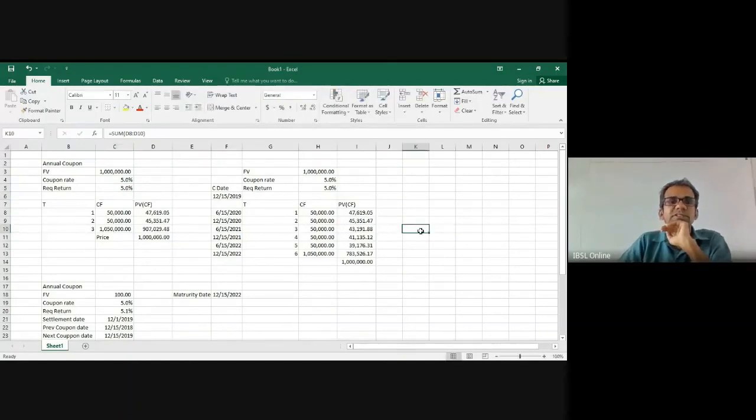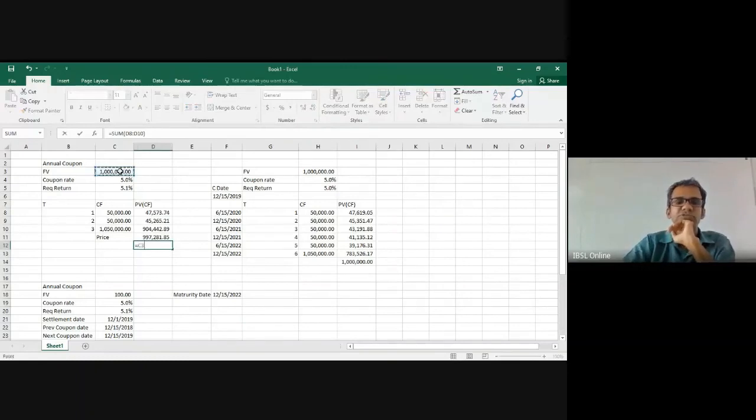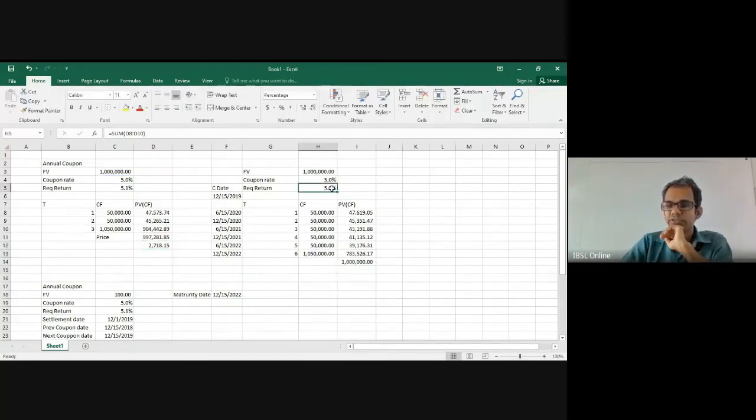Okay, fine. Now you can see what is the difference between these two bonds. Both are annual coupon. Coupon rate is 5%. Required rate is 5%. Now both are at par. If I increase this to 5.1, this is the change in price from 1 million: the price decreased by 2,000. If I do the same here, now the price decreased by 5,000.